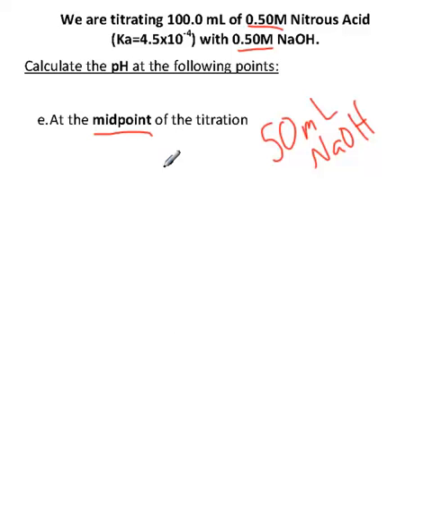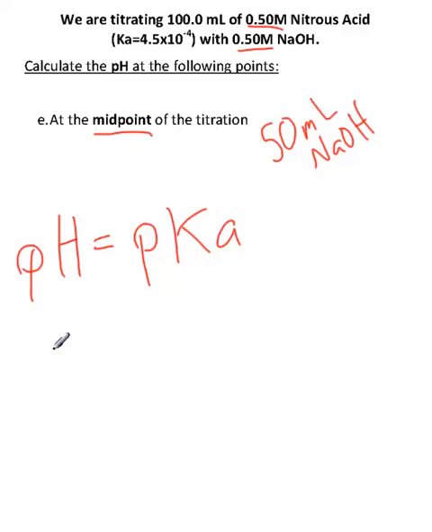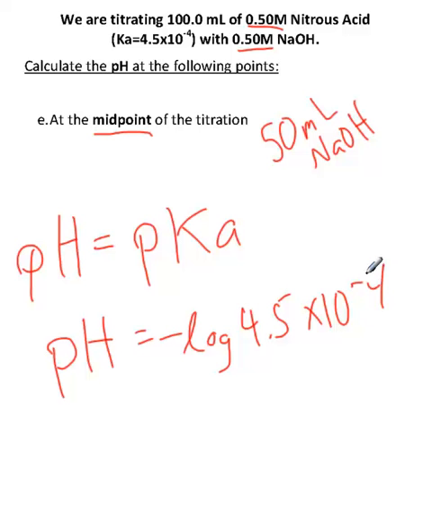So in the Henderson-Hasselbalch equation, if they're equal to each other, the log of 1 is going to be 0, so pH is just going to equal pKa for this problem. And we've done this. We've taken the pKa a bunch of times now. Negative log of 4.5 times 10 to the minus 4, and that is going to give us a pH of 3.35. Oops, that's not 3.35.